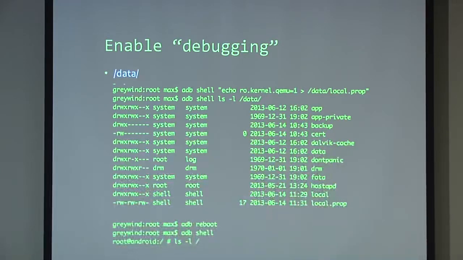So we went over some of the directives that give you debugging root. You can just echo ro.kernel.qemu=1 into /data/local.prop, right? Because it's a pre-4.2 device. Reboot it, ADB shell, and then you can see the root prompt at the bottom.